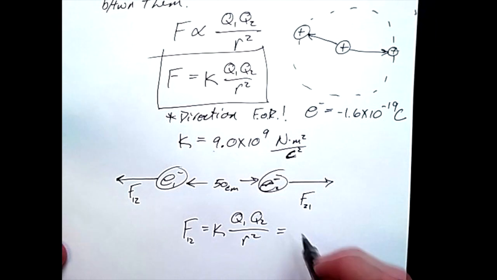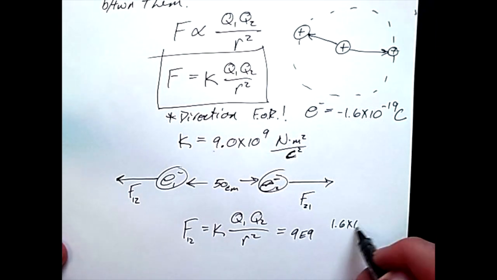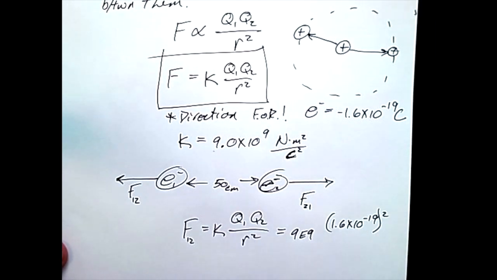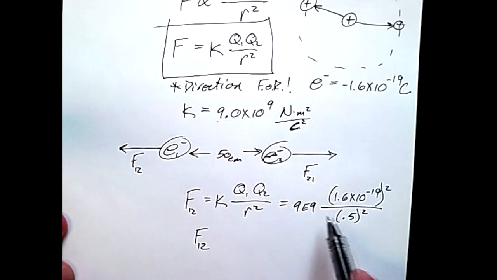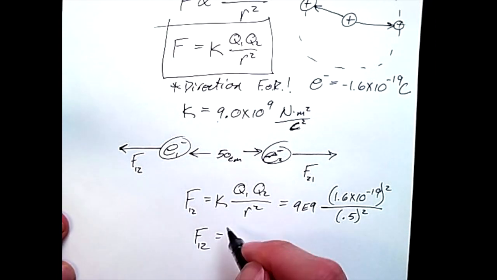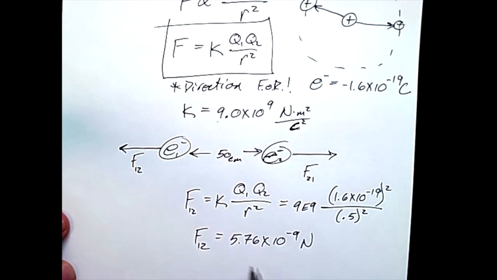This is 9 times 10 to the 9th times 1.6 times 10 to the negative 19th times the same, 1.6 times 10 to the negative 19th, again with no sign, divided by the radius of separation listed in meters, 0.5 squared. Running the calculation, 9 billion times the charge squared divided by 0.5 squared, I end up with 5.76 times 10 to the negative 9th newtons. This is the force between the two charges, again listed as a scalar.